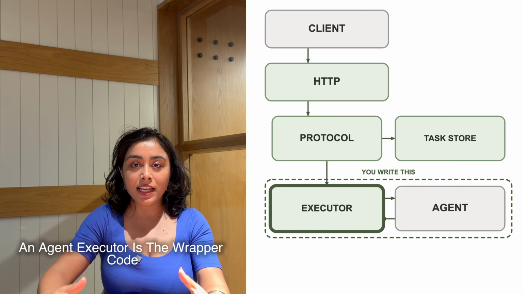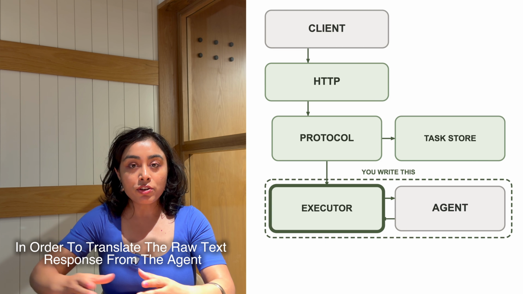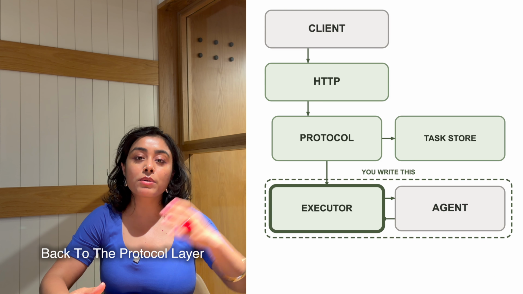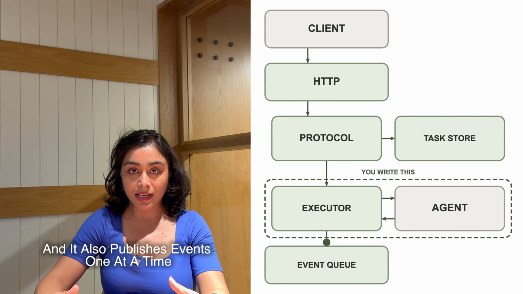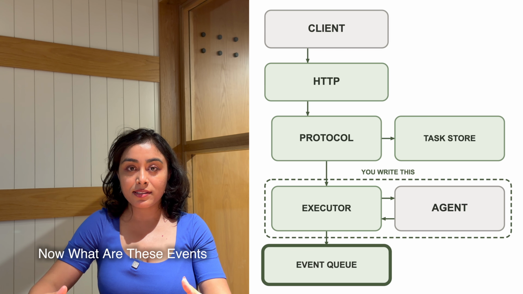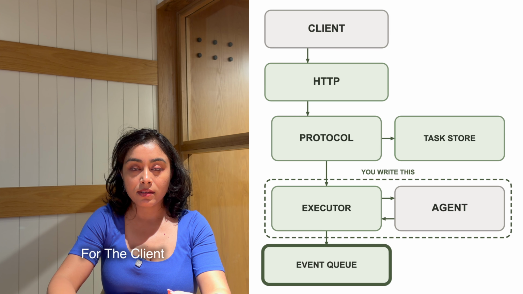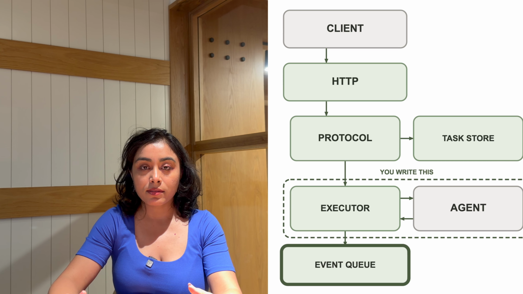An agent executor is wrapper code that a developer needs to write in order to translate the raw text response from the agent back to the protocol layer. And it also publishes events one at a time. Now, what are these events? Tasks usually have status updates for the client. These status updates are known as events.